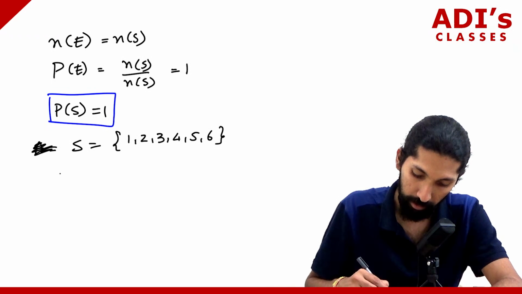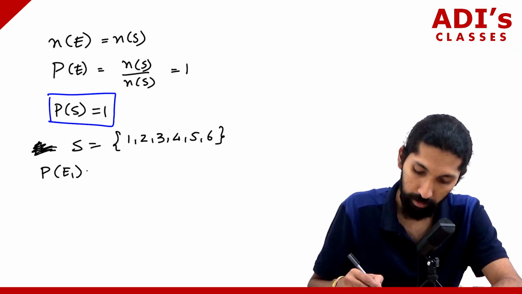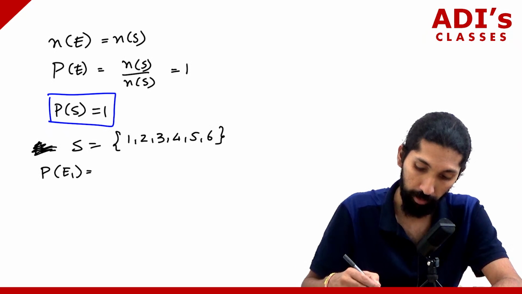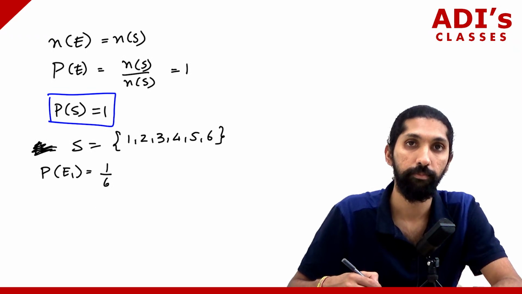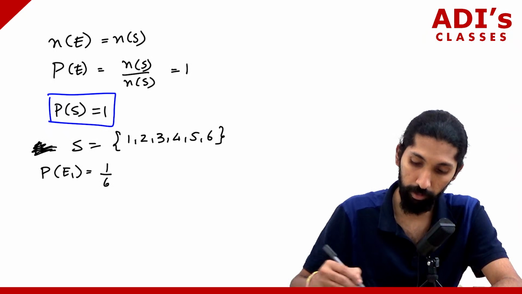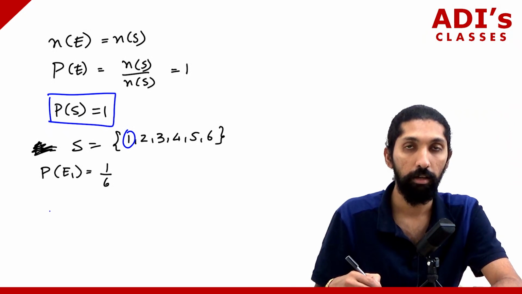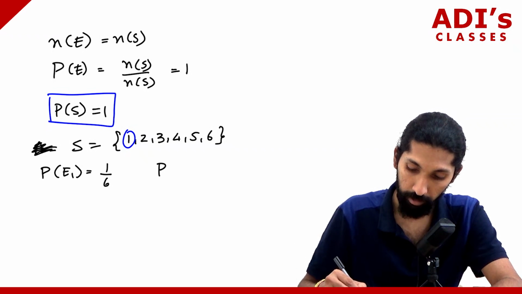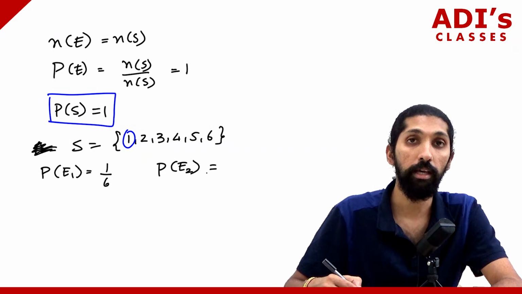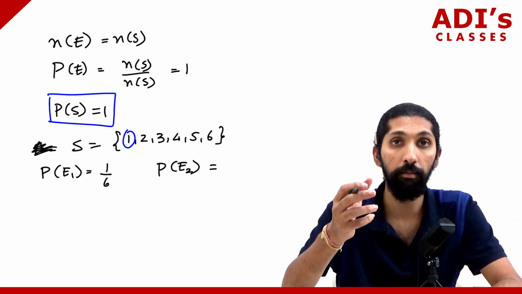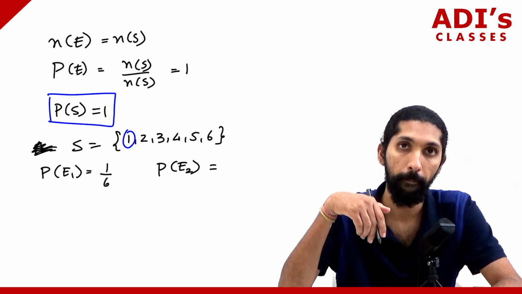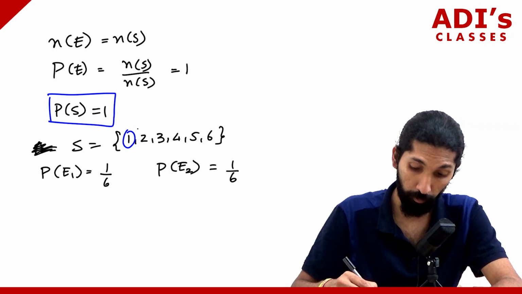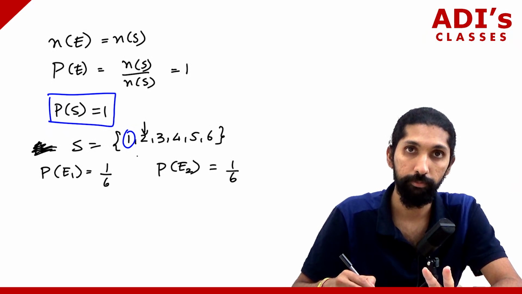Now say event E1 is selecting 1. So P of E1 is going to become 1 out of 6, because the favorable case is only 1. This is the only favorable case, 1 out of 6 numbers. Likewise, suppose you take P of E2. Say E2 is selecting the number 2 out of those 6 numbers, which is again 1 by 6, isn't it? Because there's only one number, which is 2.